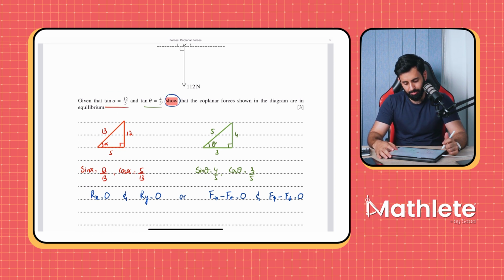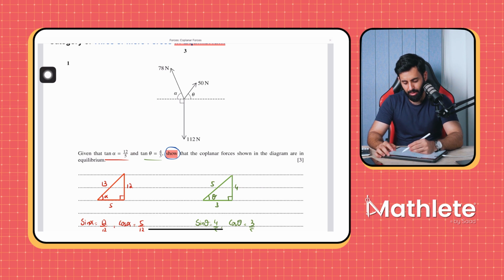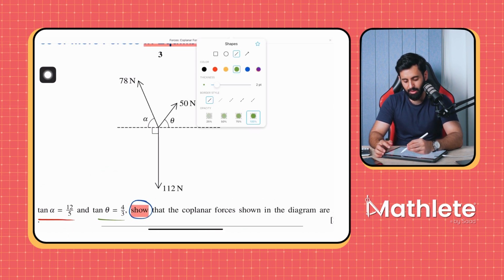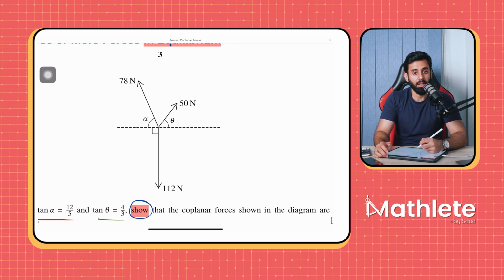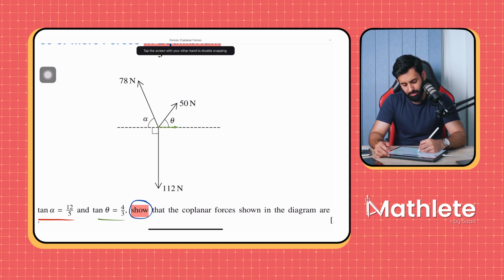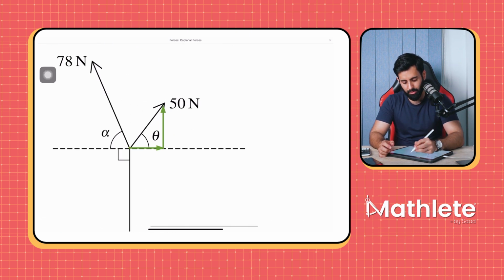Okay, so let's calculate all the forces that are acting upwards. That's the approach that I'm going to take: all the forces acting upwards, and from that we will subtract all the forces acting downwards. So let's start breaking down this 50 Newton force. Again, this will have a horizontal component and a vertical component.